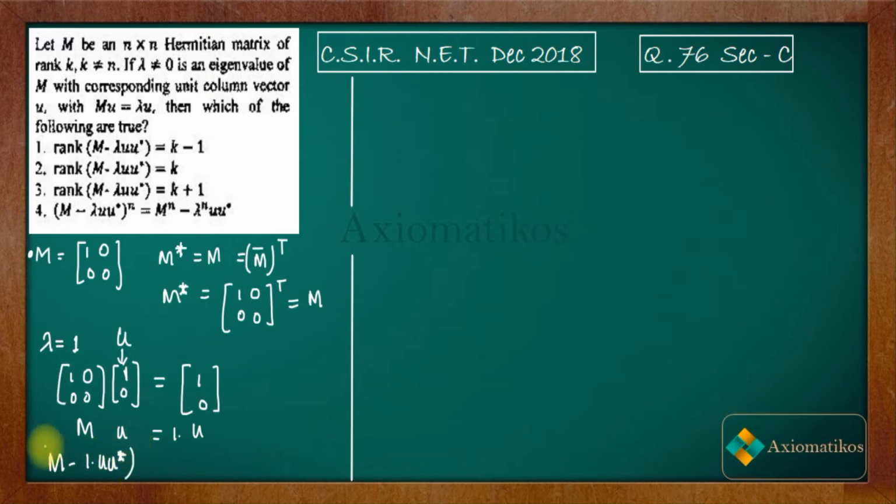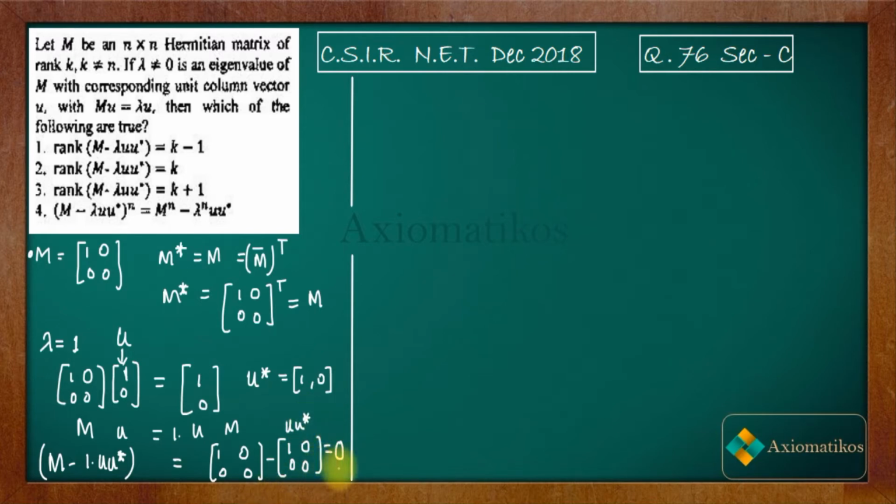Let us calculate this. So what will it be? It will be [1 0; 0 0] minus u u star. So u is this vector, and when you multiply it with u star, this is u, and u star will be this row [1 0]. If you multiply these two, you will get this. Are you getting my point? This is M, this is u u star. So finally you are getting a zero matrix.